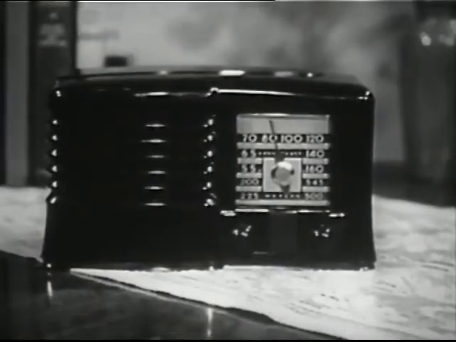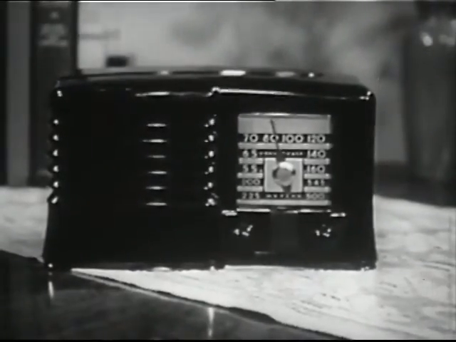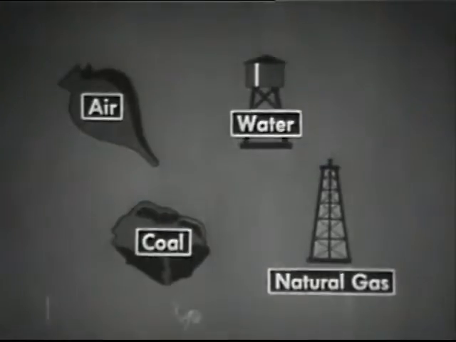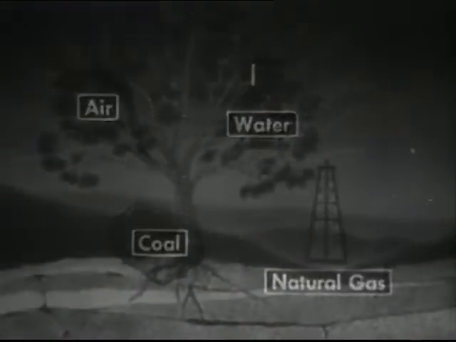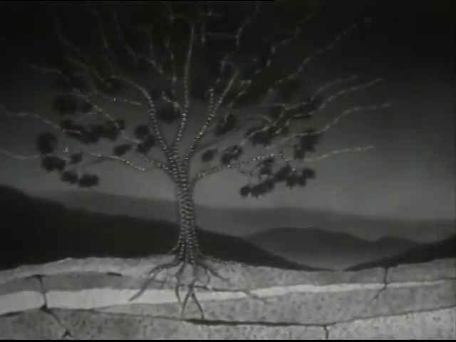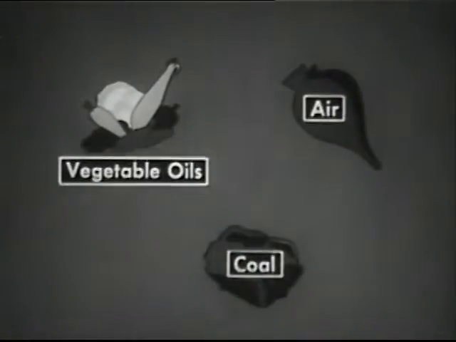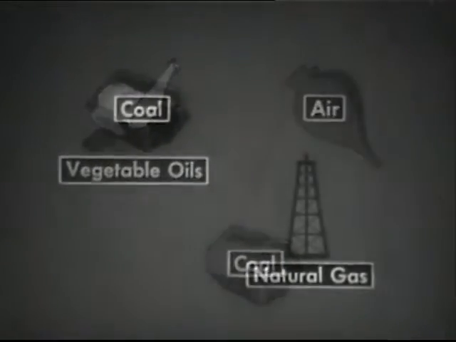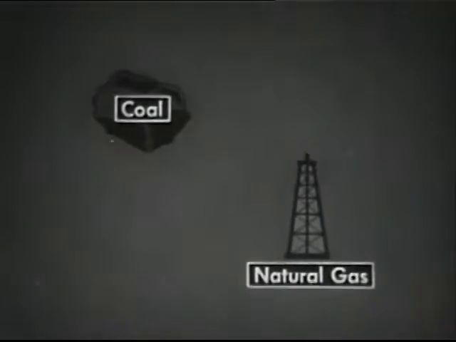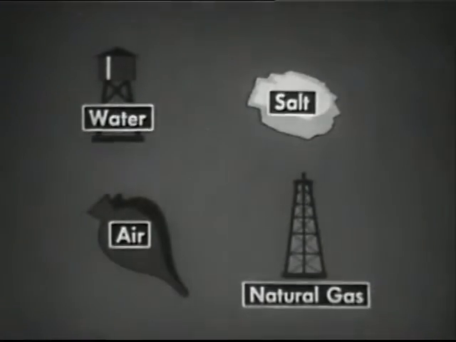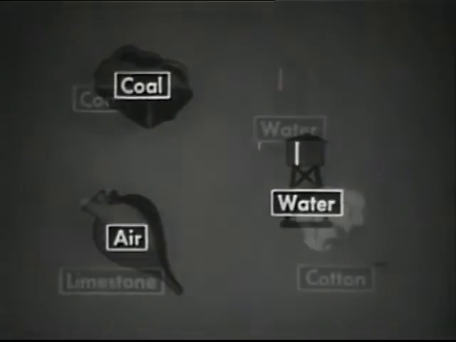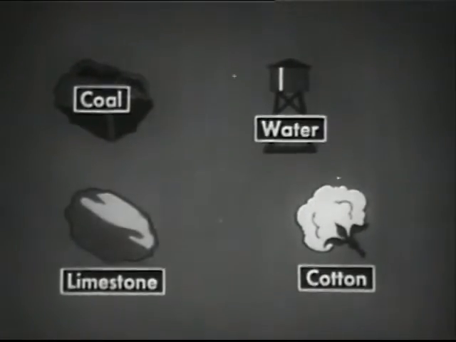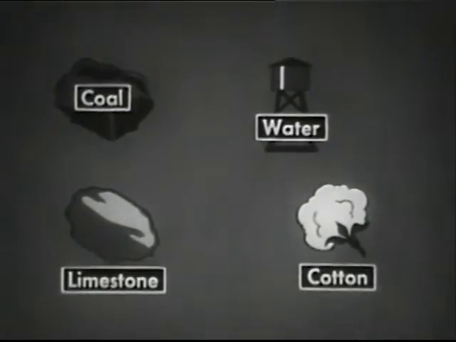Now, just as the plastic materials of the radio cabinet and dial face can be made from air, water, coal, and natural gas, much as a tree grows by using the elements in air, water, and the soil, so all plastics are made from substances found in nature. Different substances and combinations being used to produce plastics with different properties for varied uses, just as nature produces infinite varieties of plants from basic elements.